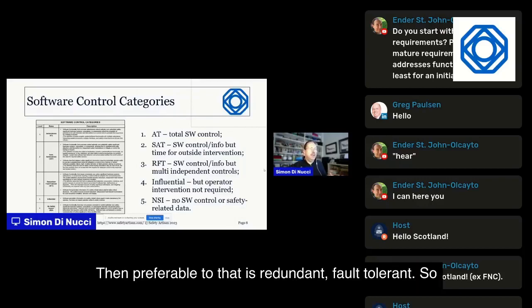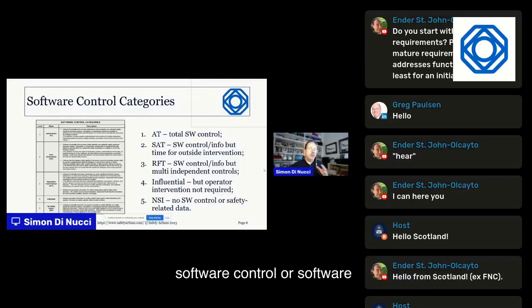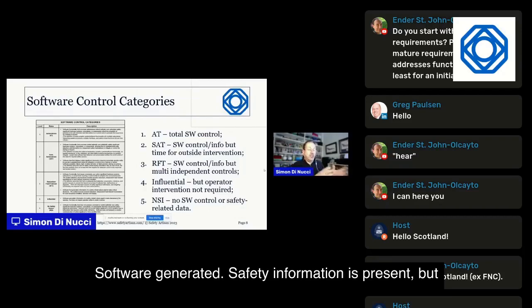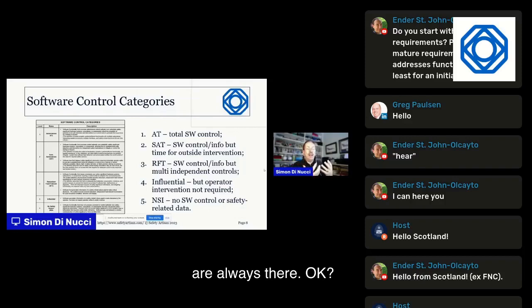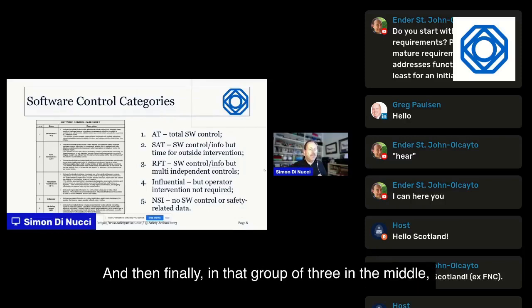Then preferable to that is redundant fault tolerant. So software control or software-generated safety information is present, but there are also multiple independent safety controls that are always there. So that's better than semi-autonomous, safer.